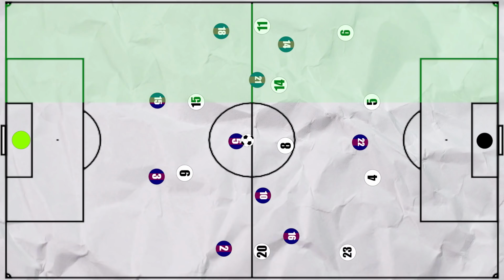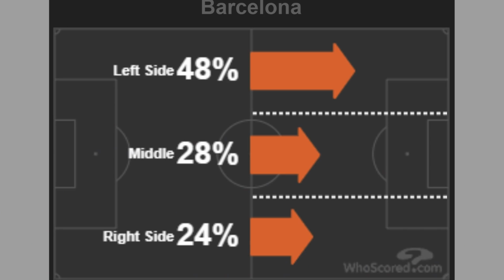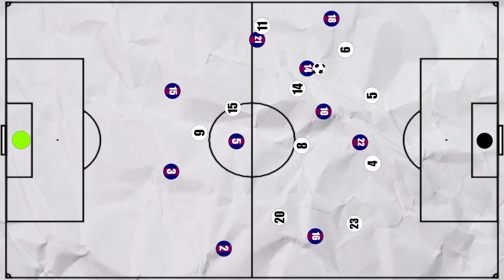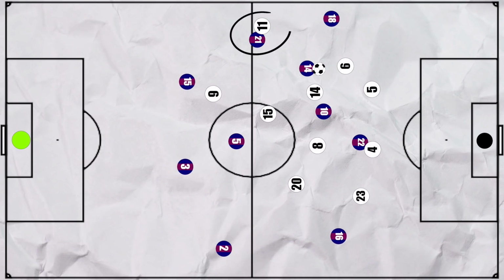But the left-hand side was Barca's preferred attacking region, with almost half their attacks coming down that flank, aided by Coutinho seeing a lot of the ball in this inside half space. Messi would often move across to support, whilst De Jong provided the deeper option, allowing Jordi Alba higher up the pitch.